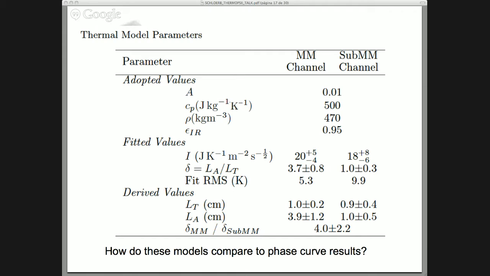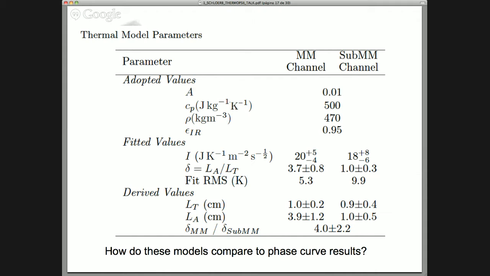So in the end, we can derive from these fitted values what the thermal scale length is, and it's about 1 centimeter, and the ratio of the two is about 4, which we were happy about because that's about the number that you get for the moon. So now it'd be interesting to see how they compare to those phase curve results. The phase curve results are completely independent of a thermal model.